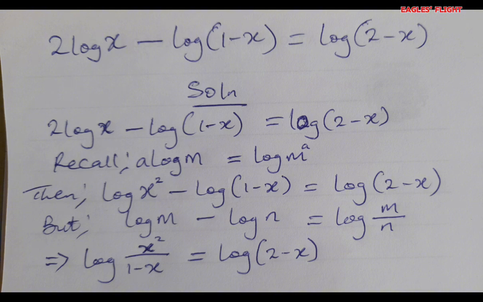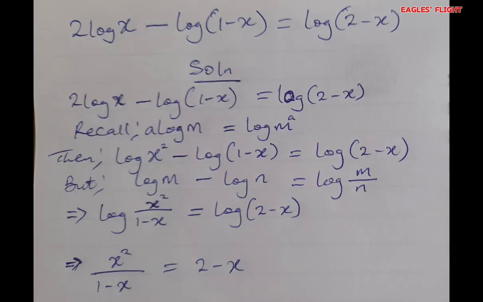(1 minus x), base 10, equals log (2 minus x), base 10. So log base 10 cancels log base 10. It then means we have x squared divided by 1 minus x equals 2 minus x. So we have succeeded in doing away with the logarithmic value.